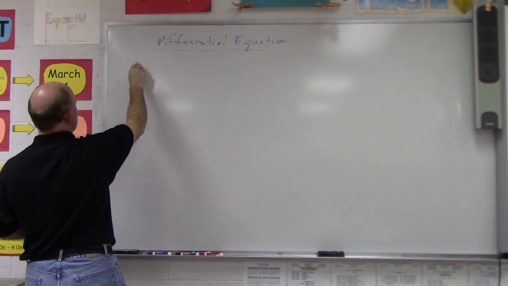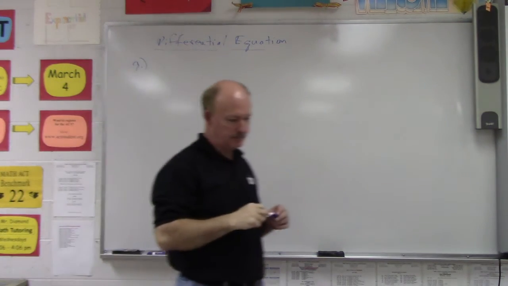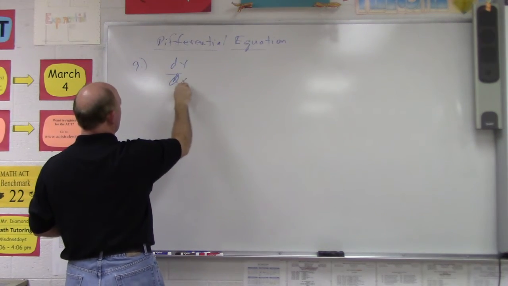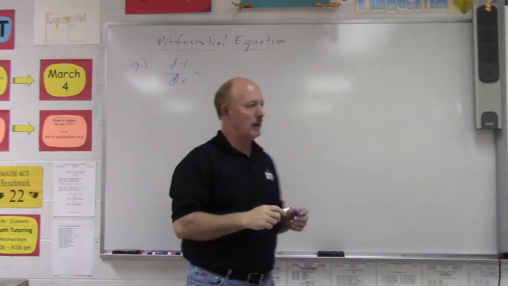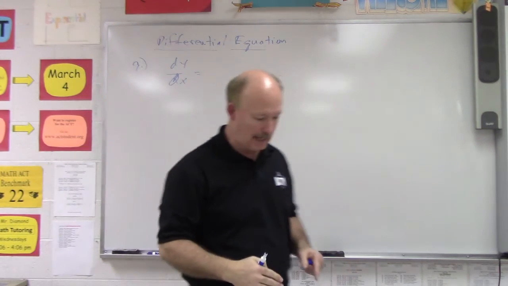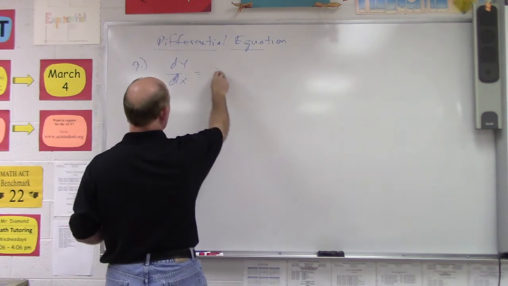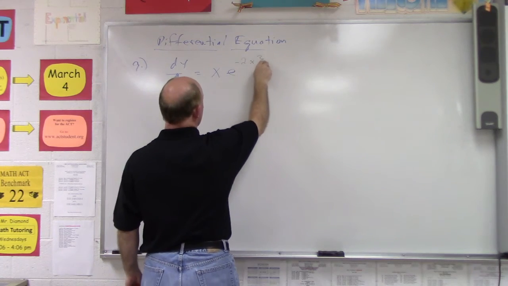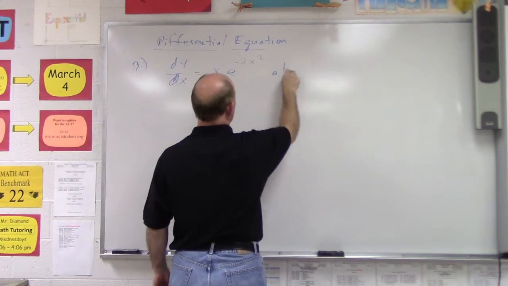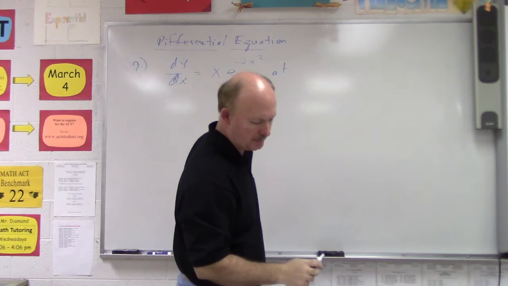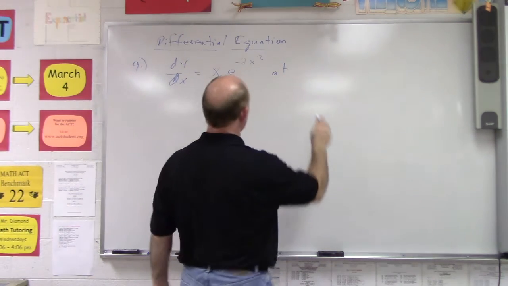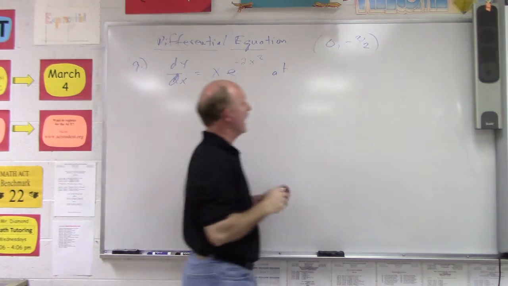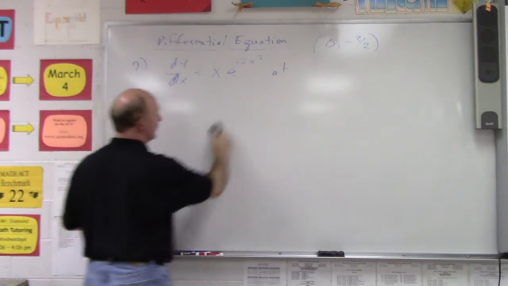Alright, so this would be number 9, I think, if I'm keeping count correctly. Okay, let's try this equation right here. dy over dx is equal to, now we're going to do a particular solution at a particular point. So this would be x e to the negative 2x squared at the point 0, negative 3 halves. I'll put my point up there. All right.